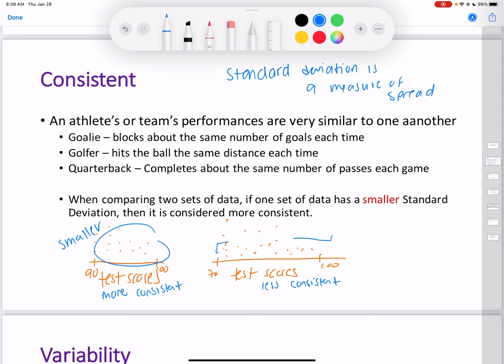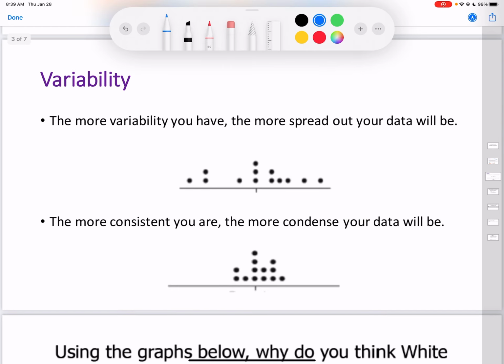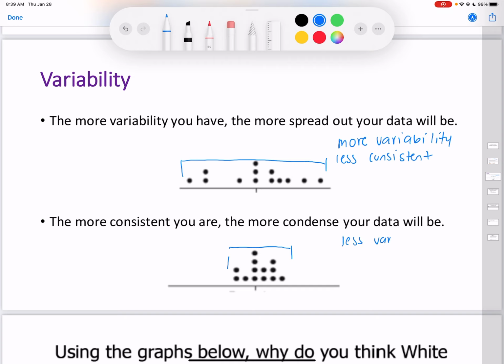Now the other vocab word that I'm going to introduce you to is variability. So the more variability you have, the more spread out your data is. Versus the more consistent you are, the more condensed your data is. So here, in this example, versus this guy, we have more variability because our data is varying more from the mean. So more variability, and we are less consistent. Now on this bottom graph, you have less variability, and you're probably already telling yourself that means you are more consistent. That's because your data is less varying from the mean.